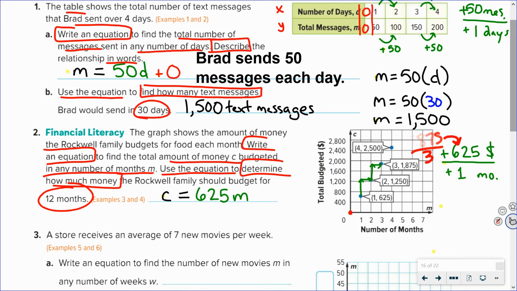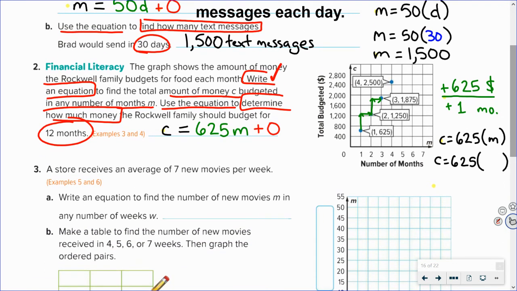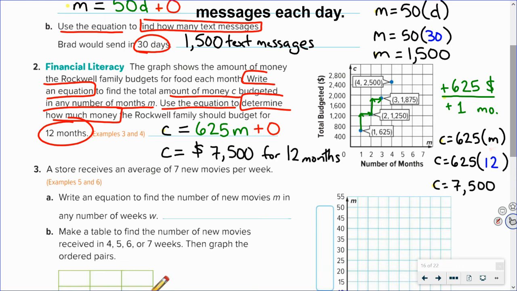It does seem to start at 0. Only put that plus 0 if you wish. All right, write an equation, check. Determine how much money. Let's rewrite the equation. What is given to us? Oh, we're given the money. So let's put in 12 for the months. We're given 12 months. Let's find the budgeted: 625 times 12 is $7,500. Once again, pause if you need to. Come on back when you're ready.